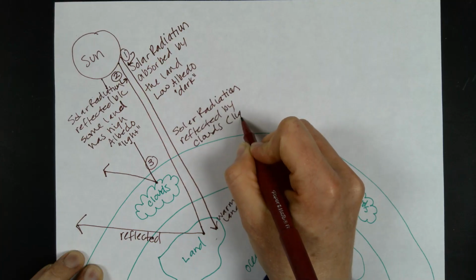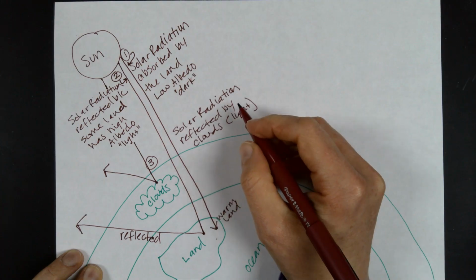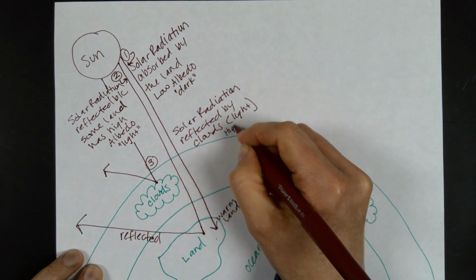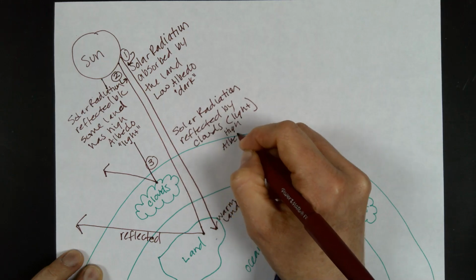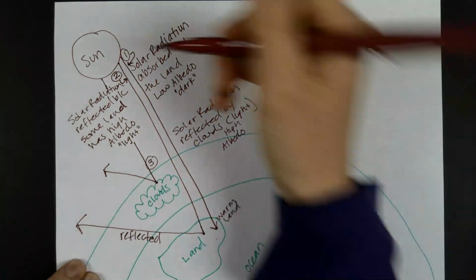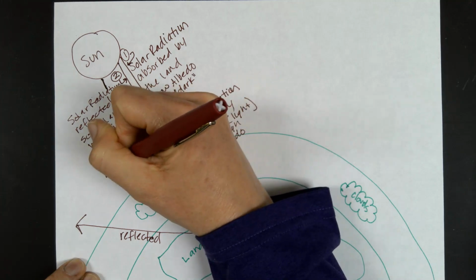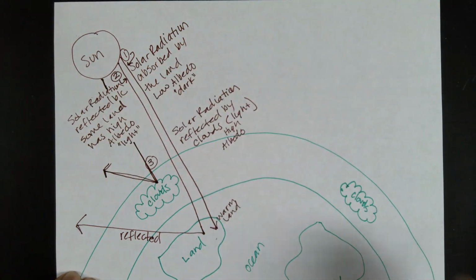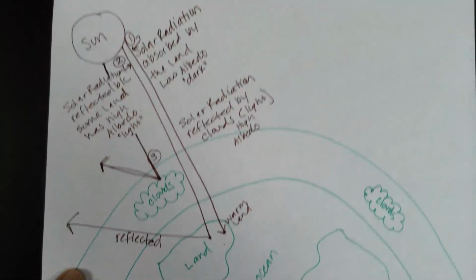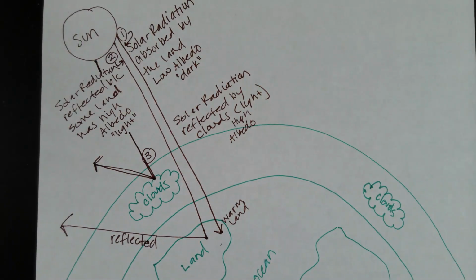Because they are light, okay? They're going to have a high albedo. So sometimes they can get reflected by the clouds because they have a high albedo. So again, you can pause this.